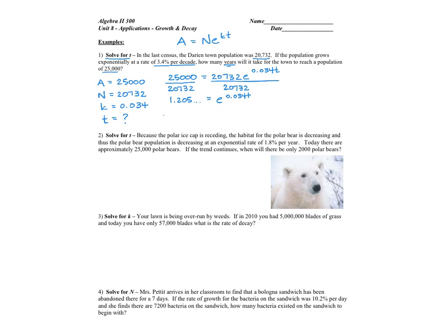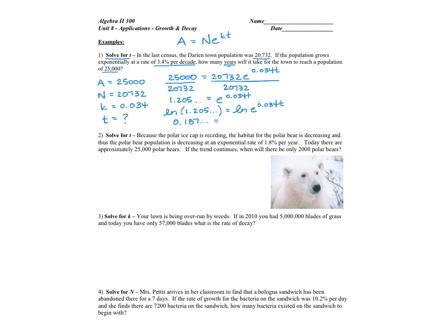Because of the e, we're going to take the natural log of both sides. So I'll have the natural log of 1.205. And again, the calculator tells me to go back and use what's sitting on my calculator. The natural log of e to the 0.034t. When I put the natural log of this number into my calculator, I get 0.187. And again, there's more sitting on the calculator, and I'm going to keep it sitting there.